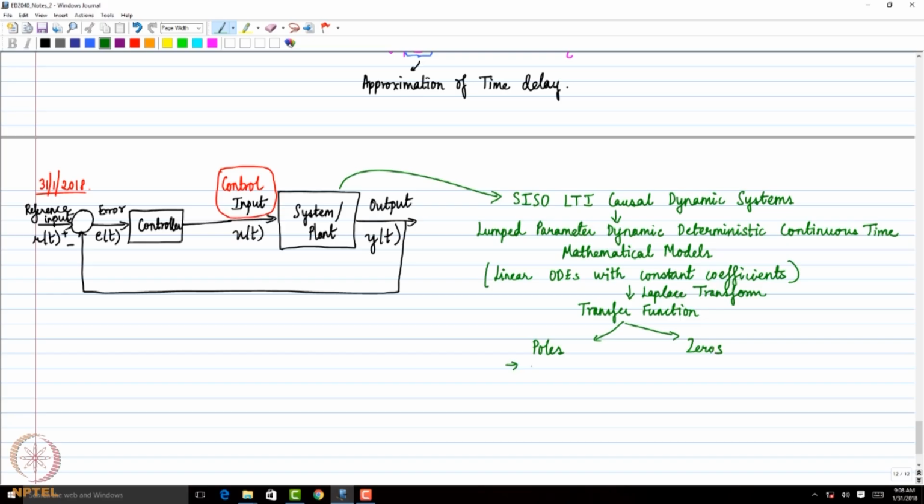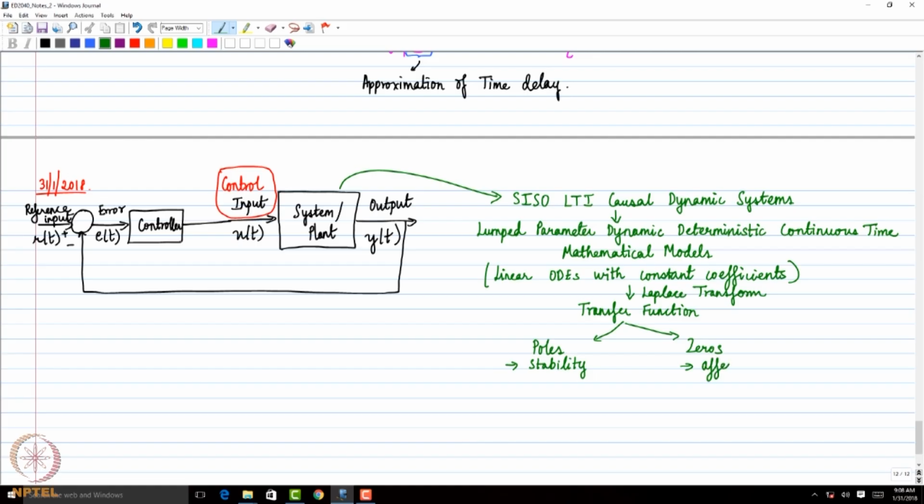We saw that poles are directly correlated to the stability of the system, right? The notion of stability that we are following till now is what is called bounded input, bounded output stability, right? So the location of poles is directly tied to BIBO stability. For BIBO stability, we want all poles to be in the left half of the complex plane, right? So that's the idea. And zeros essentially affect the dynamic response, right?